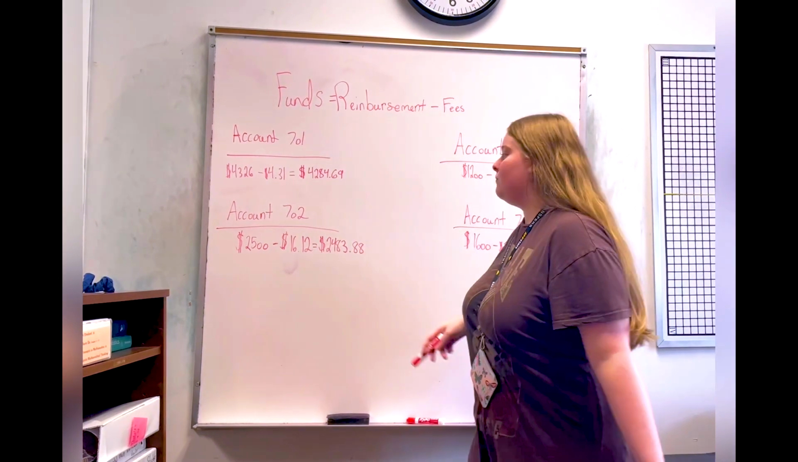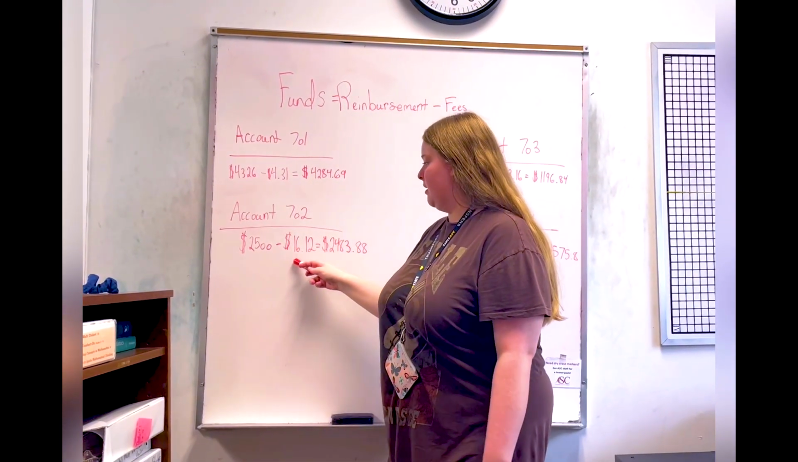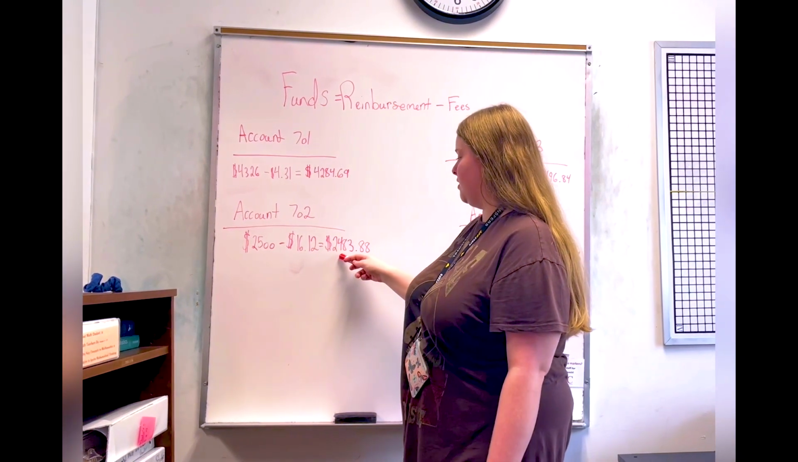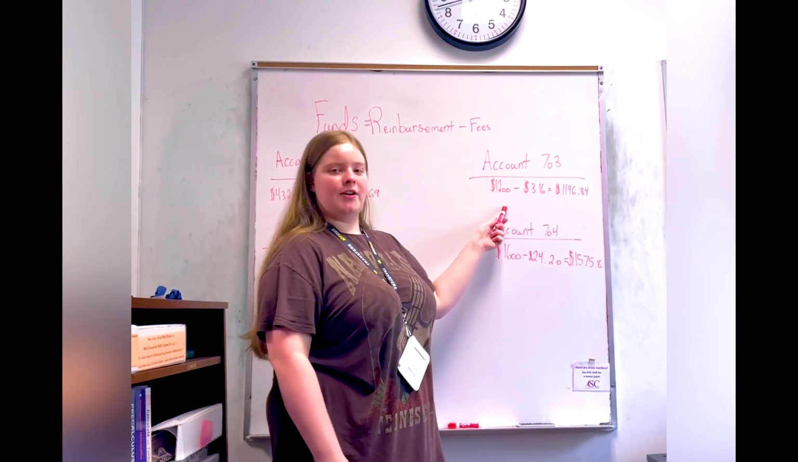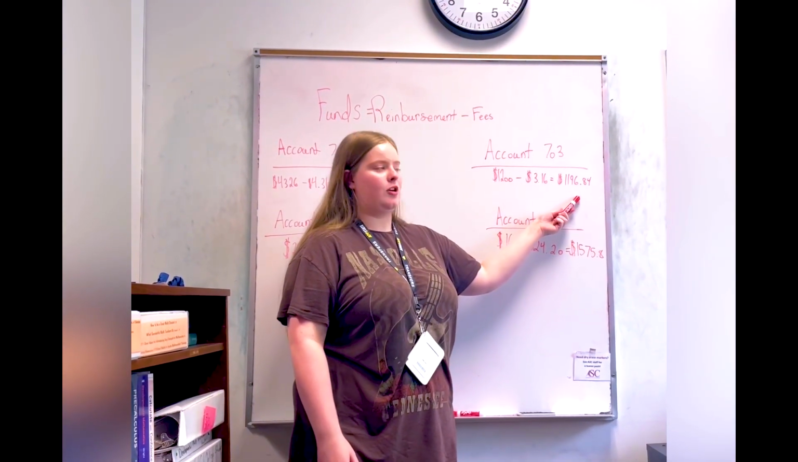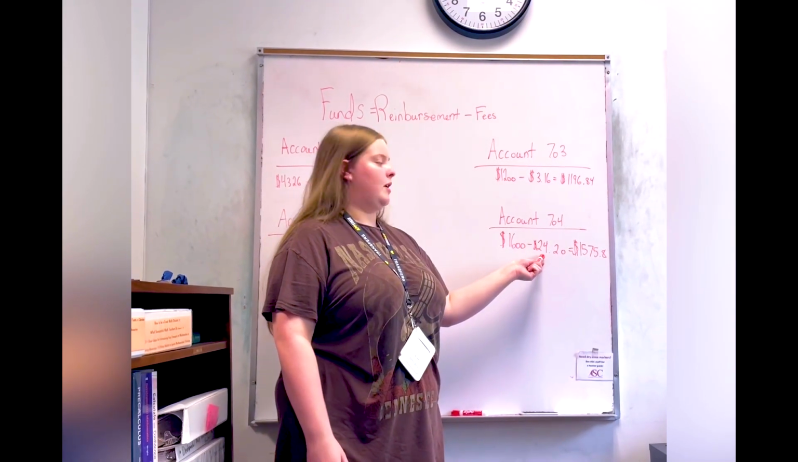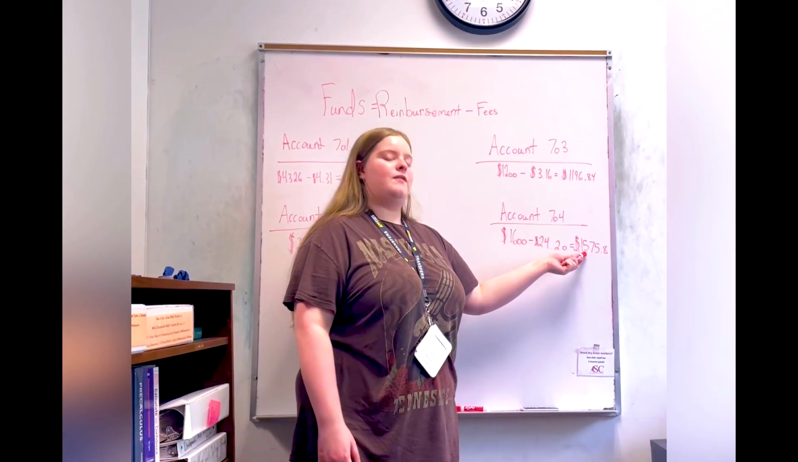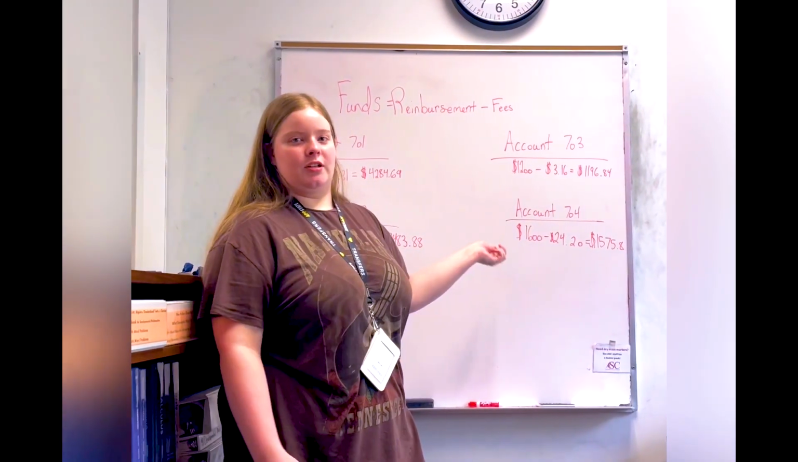4,284.69. For account 702, it would be 2,500 minus 16.12 equals 2,483.88. For account 703, we would do 1,200 minus 3.16 equals 1,196.84. Then account 704 would be 1,600 minus 24.20 equals 1,575.8. And so now we would have funds for every single account.